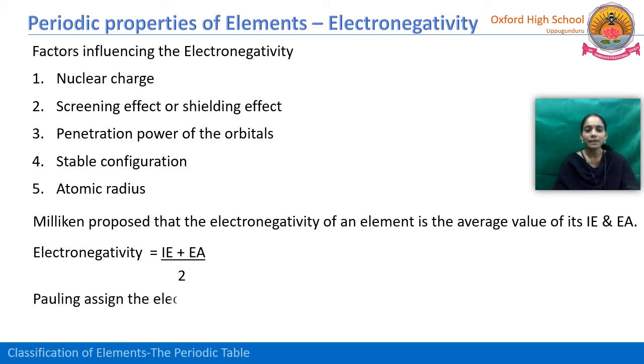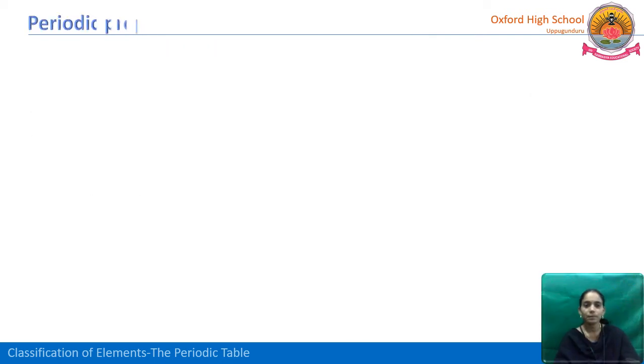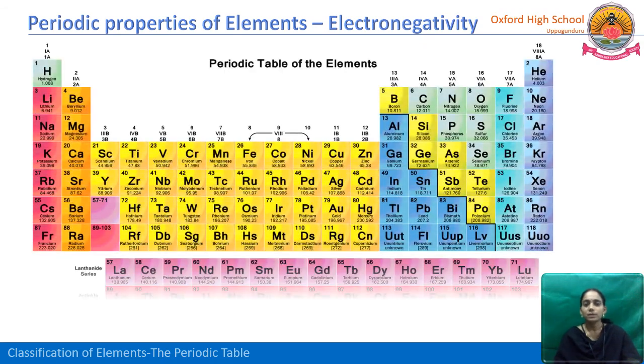And the next scientist is Pauling. He assigned the electronegativity values for the elements on the basis of bond energies, and he assumed that the electronegativity of hydrogen is 2.20. On the basis of hydrogen, he assigned the electronegativity values for the remaining elements also. This is our periodic table.